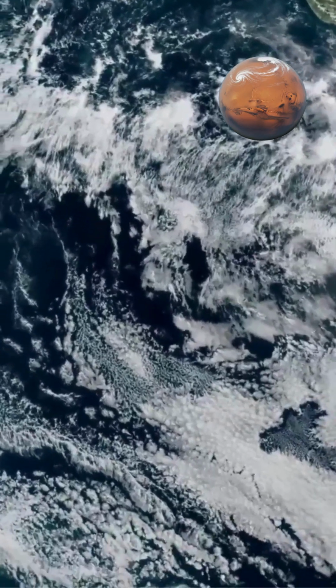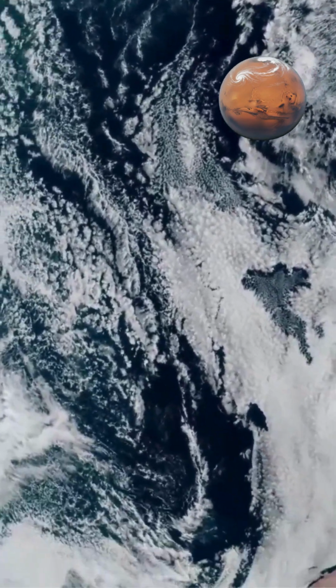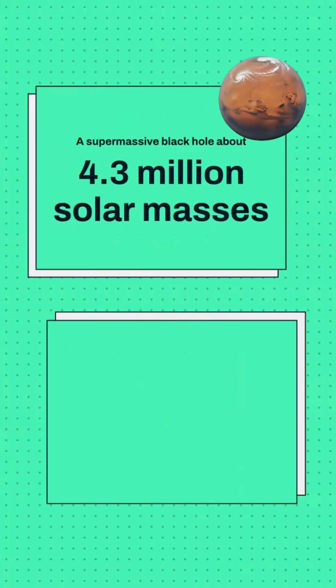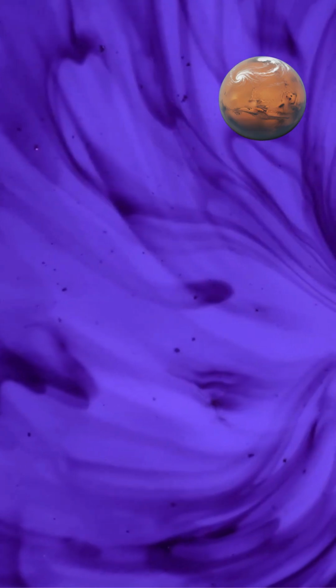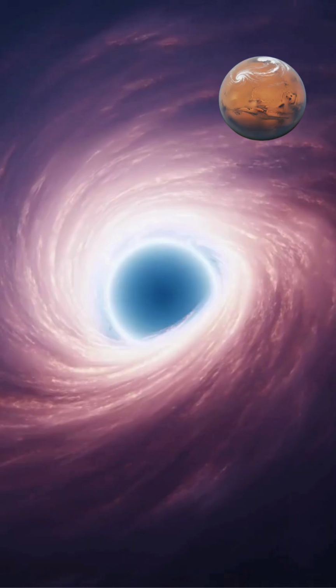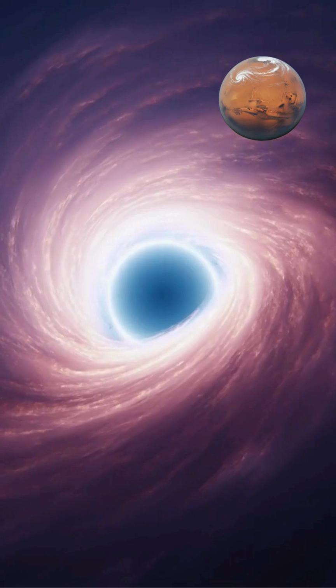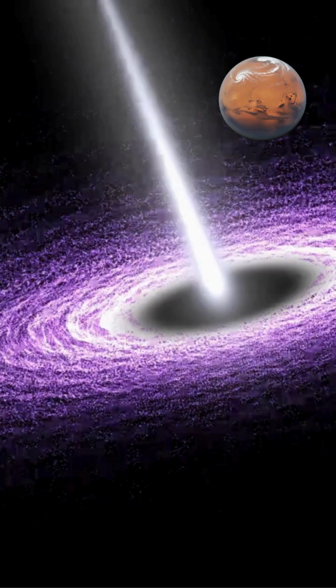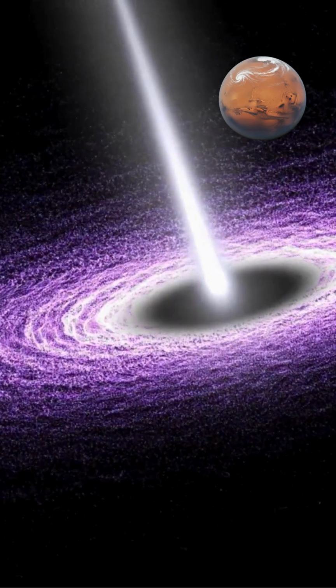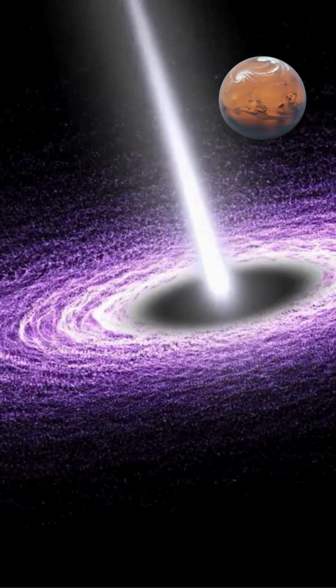In our own Milky Way, the core is anchored by Sagittarius A*, a supermassive black hole about 4.3 million solar masses. Although black holes themselves emit no light, their immense gravity pulls in gas, dust, and nearby stars, creating swirling accretion disks that heat up and glow brightly across the electromagnetic spectrum.